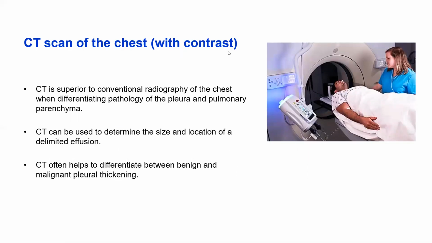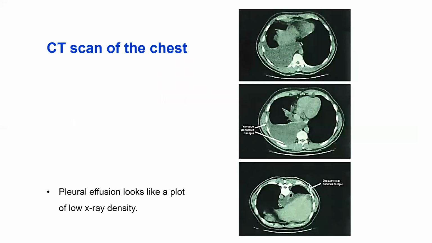Other instrumental tests: CT scan of the chest with contrast. Of course, CT scan is superior to conventional radiography of the chest because it can provide more accurate imaging. CT scan is also useful for determining the size and location of the delimited effusion, and CT often helps to differentiate between benign and malignant pleural thickening. These are images of the CT scan of the chest. We can see pleural effusion, which looks like a plot of low X-ray density.